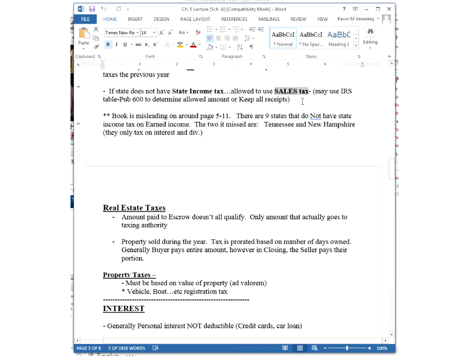One thing you cannot do, say you live in Indiana, is this. You can choose the sales tax if you want. It's usually not as good of an option. But you cannot do both. You cannot say, I bought a new car, so I'm going to add in the sales tax on that car for this year, and then also do my state income tax dollar amount. You can't combine them. So if you just bought a new car, then you would need to use the sales tax method that year.